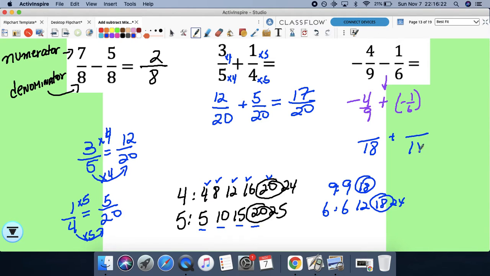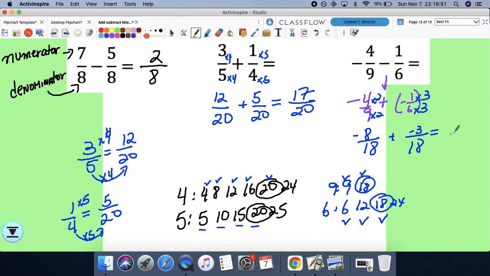Use a denominator of 18. How did the 9 become 18? 9 times 2 is 18. So on top, we get 4 times 2, and 4 times 2 is 8, but it's -8. How did the 6 become 18? 6 times 1, 6 times 2, 6 times 3. So we multiply the 6 times 3, and on top, I'm going to multiply by 3 the same. -1 times 3 is -3.